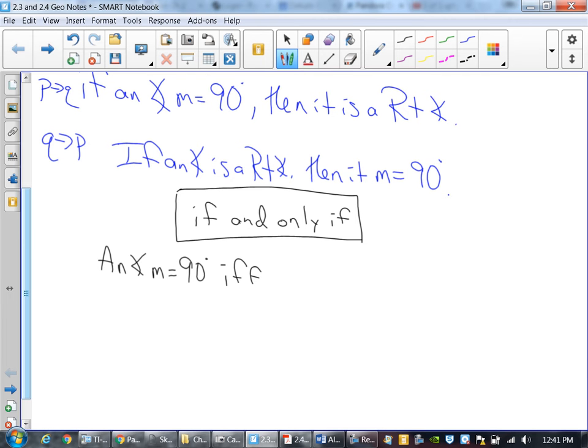I don't like it. I'm sorry. An angle measures 90 degrees if and only if it is a right angle. Done. That's a biconditional statement. That's what they're going to look like. If it is true going in both directions, you can put an if and only if in the middle of it and call it a day.